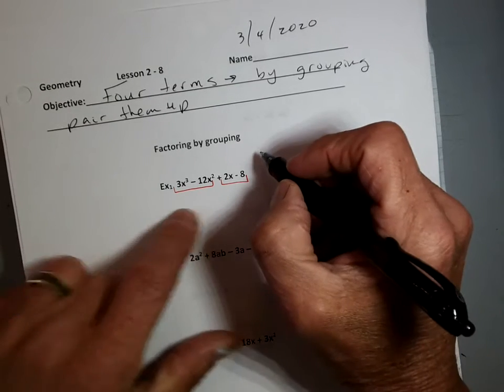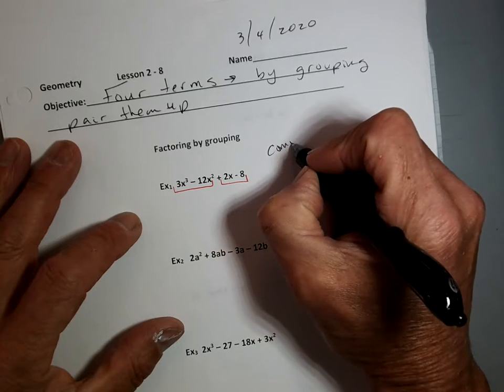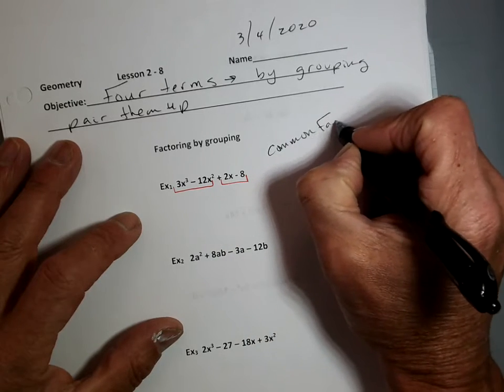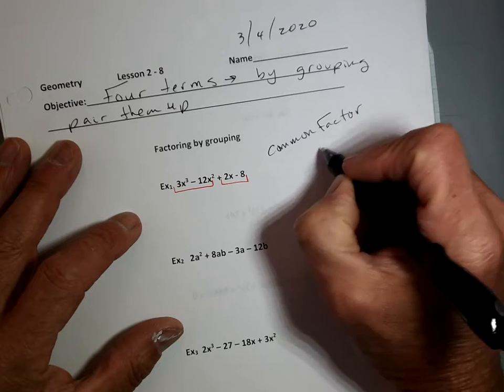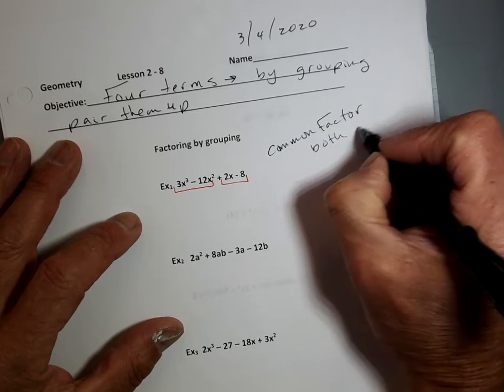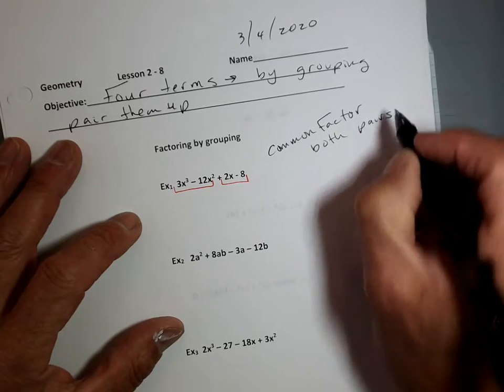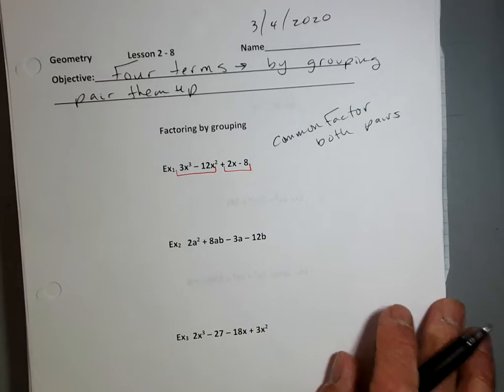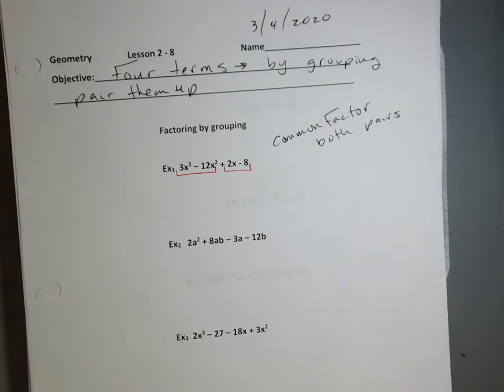Then what we're going to do is we're going to common factor both pairs, okay? We're going to common factor both pairs, all right? So I'm going to look at my first set. I'm actually going to completely ignore the second set, okay? Just look at the first set only, okay?